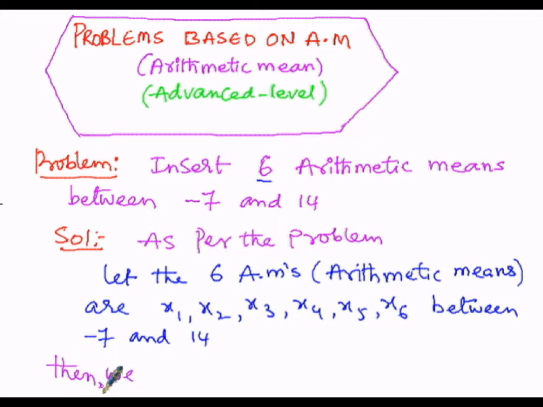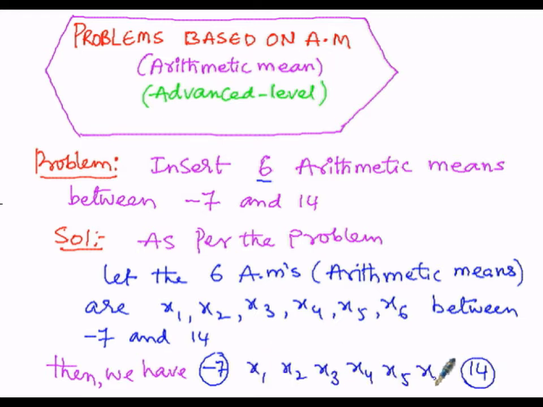Then we have to write these 6 arithmetic means x1, x2, x3, x4, x5 and x6 between -7 and 14. Let us write -7 as the first term and x1 as the second term. Then the third term is x2, the fourth term is x3, the fifth term is x4, the sixth term is x5, the seventh term is x6 and the eighth term is 14.